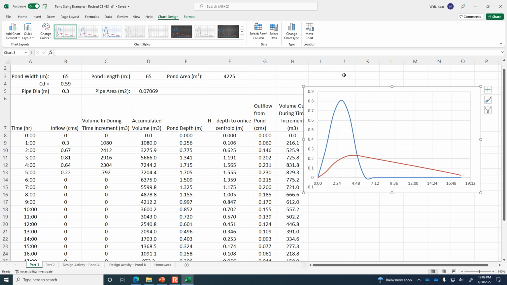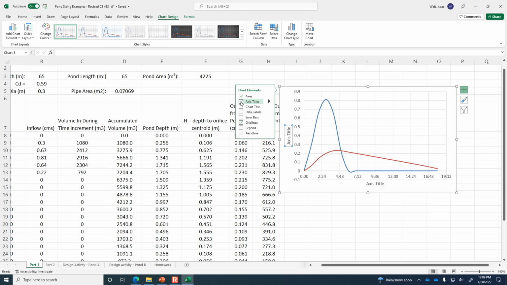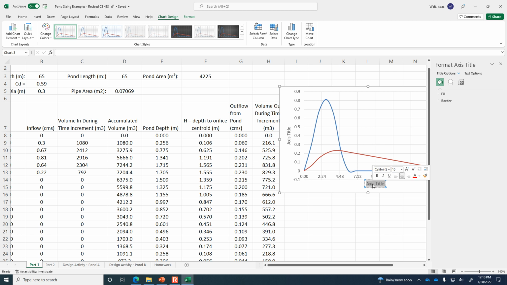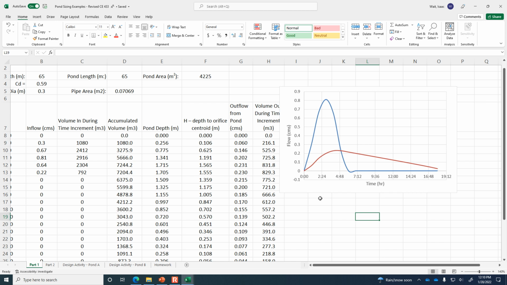I suppose we probably better put in some axis titles. Let's see if we can format that. So here with this plus button, chart elements, I want to add axis titles. And then for the horizontal, we can say it is time in hours. And for the vertical, it would be flow in cubic meters per second. And then I think it's obvious which is which.